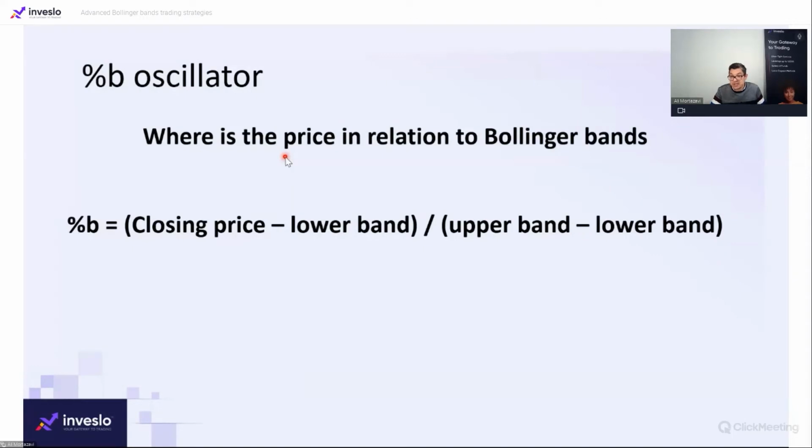To get a precise sense of the relation between the price and the bands, Mr. Bollinger invented an oscillator called percent B. We can use percent B to determine where we are in relation to the Bollinger Bands. So here is the formula of percent B. It's the last price minus the lower band, so it's the distance from the closing price to the lower band, and that distance is normalized by dividing by the distance from the upper band to the lower band.